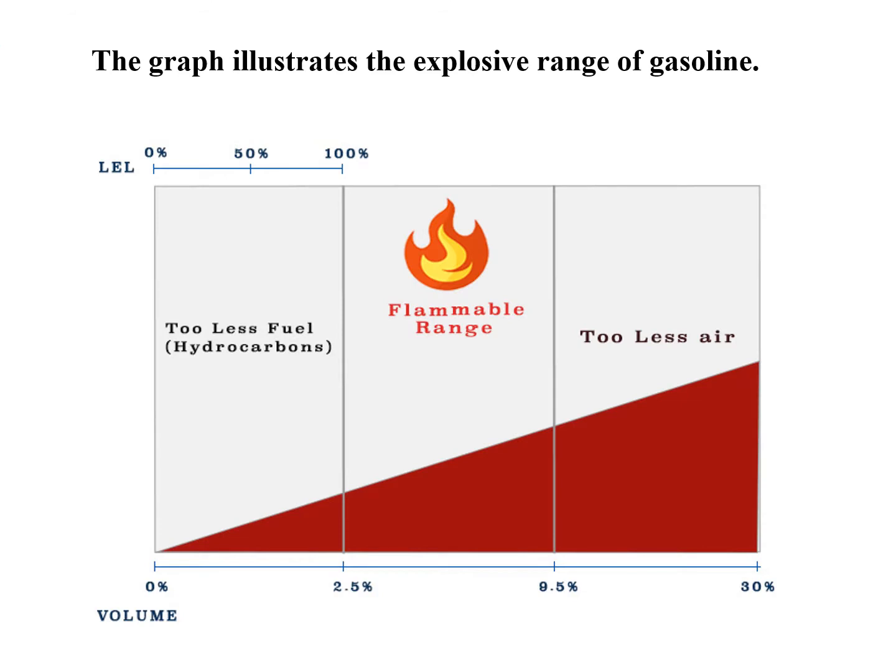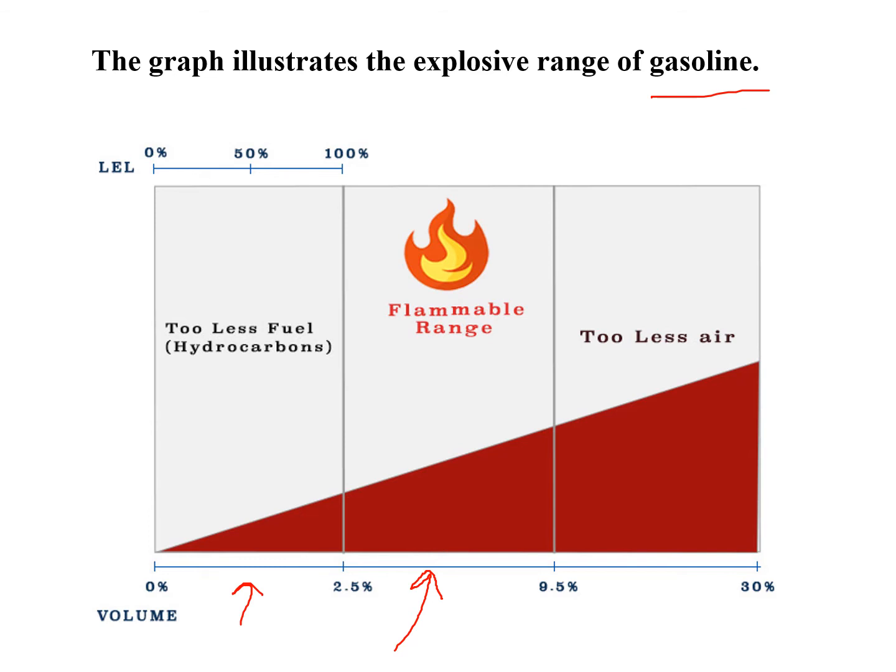Here is a clearer example that I want to show about gasoline, which is very common. For gasoline, here you can see this is the ideal limit where an explosion can happen. But here is the lower limit, because you can see there is too little fuel or hydrocarbons that can catch fire.